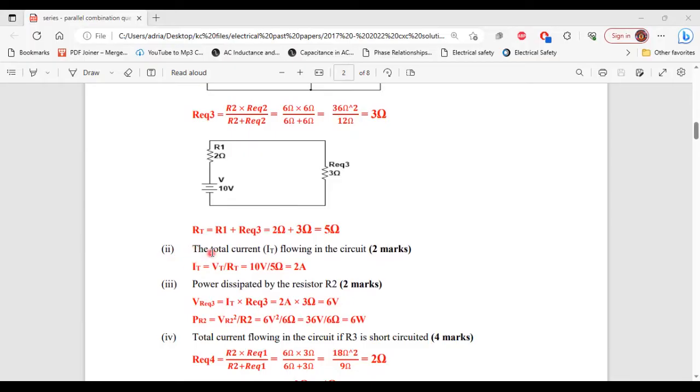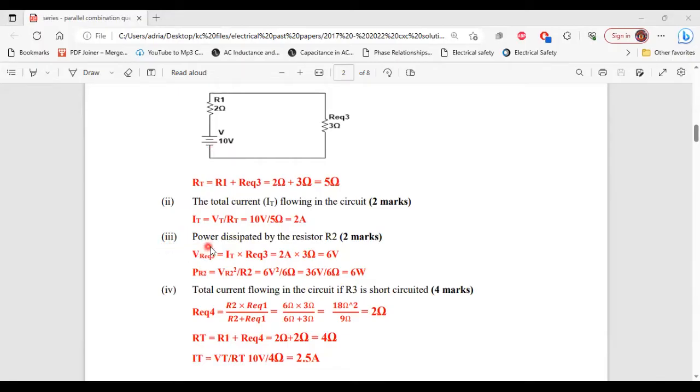It says to calculate the total current flowing in the circuit. So IT is equal to VT divided by RT. VT is given, that is 10 volts, divided by RT, which we just calculated, which is 5 ohm. So 10 divided by 5 will give you 2 ampere. So that's it for part 2 of E. Let's move on to part 3.